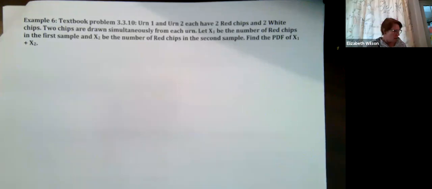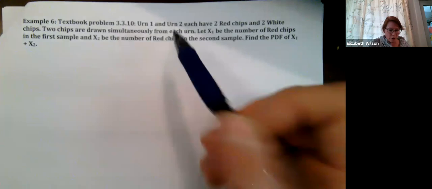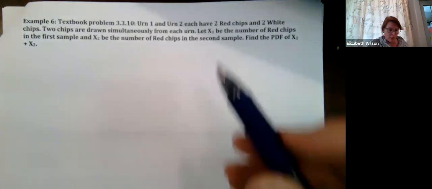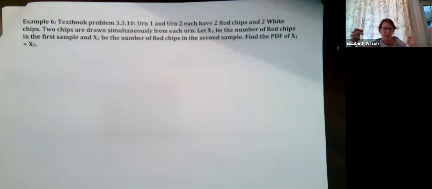Okay, so let's start at the beginning. It says we've got urn 1 and urn 2. There's like buckets, right? And they each have 2 red chips and 2 white chips. So we're going to take 2 chips simultaneously from each urn. I'm going to take 2 chips here, 2 chips here, and then I'm going to take a look.